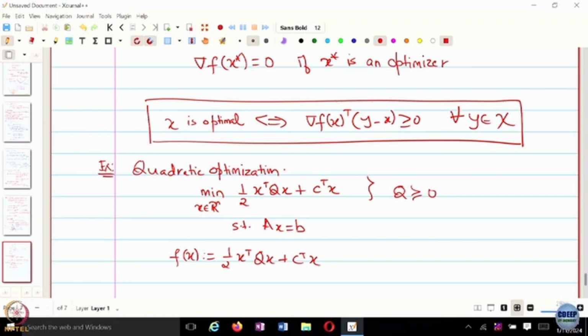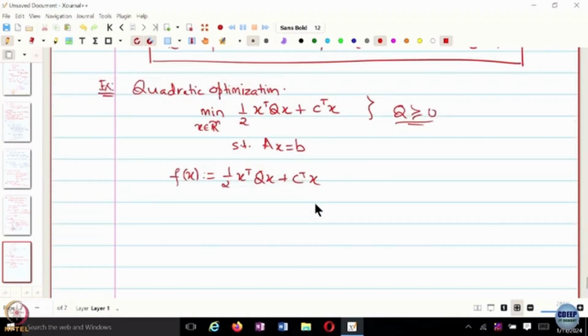Why do we need Q to be positive semi-definite? We want this function to be convex, right? What is the second order condition for convexity? The Hessian should be positive semi-definite, and in this case the Hessian is exactly Q. So we want Q to be positive semi-definite, and that is one of the requirements that we have for convex optimization. So what is the gradient of f?